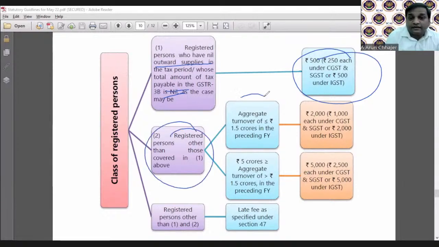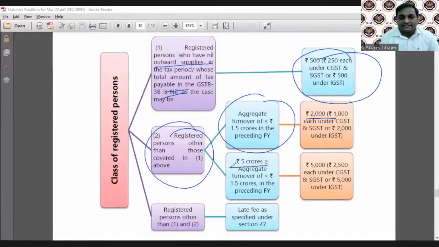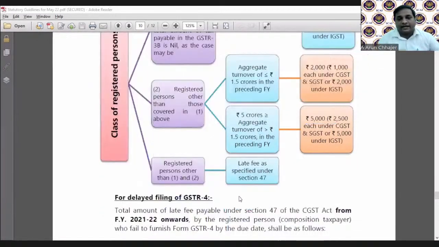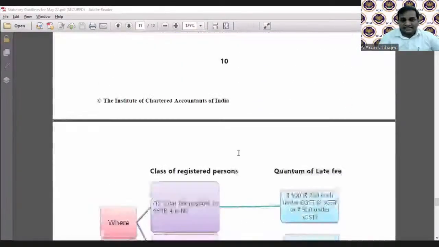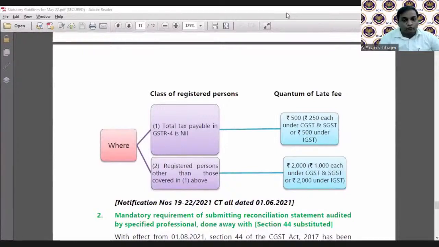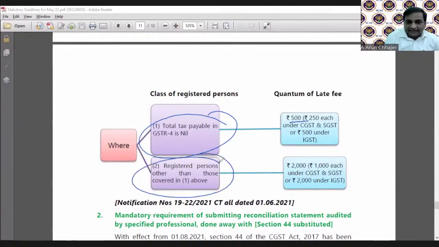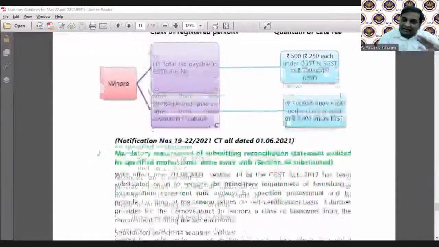If there is some sale and aggregate turnover up to 1.5 crore, the late fees would be 2,000. If it is greater than 1.5 crore but up to 5 crore, it is 5,000. Greater than 5 crore, same, that is 10,000. Next is registered person other than 1 and 2, thus late fees as specified in section 47. GSTR-4, they have also rationalized for the GSTR-4. Total tax liability is nil, then same 500. If some tax liability is there, then maximum late fees would be 2,000. Earlier it was 10,000. Now for GSTR-4 in every case it is 2,000.